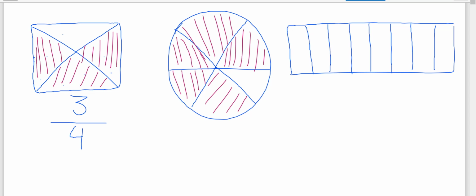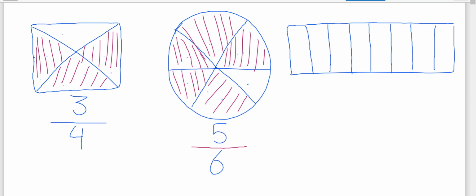Second, write this fraction. How many parts in all in this shape? Count with me. 1, 2, 3, 4, 5, 6. We must write 6 in the denominator. And how many shaded parts in this shape? Count 1, 2, 3, 4, 5. When we read this fraction, it is called 5/6 or 5 over 6.